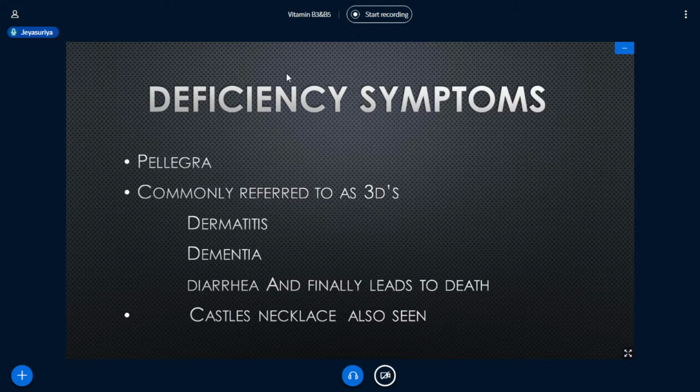Here, 1 milligram equivalent of niacin can be generated from 60 milligrams of tryptophan. So, when tryptophan availability is quite high in the body, niacin deficiency could be compensated by this tryptophan content, as the equivalence is there.